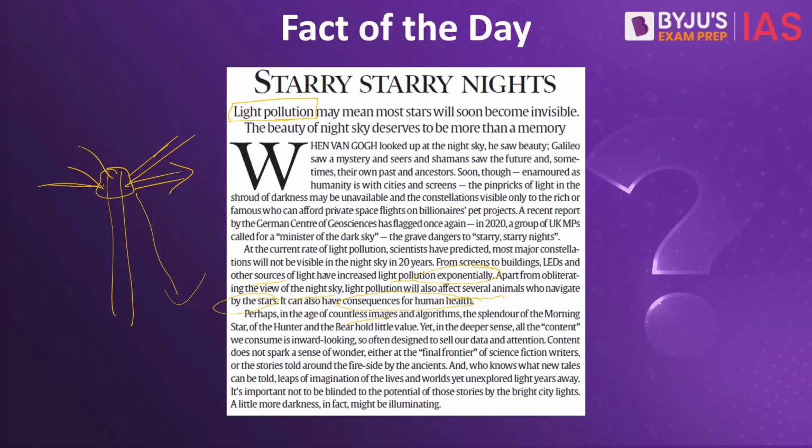In the age of countless images and algorithms, the splendor of the morning star, of the hunter and the bird hold little value. So people who love night skies, people who love astronomy, would not be able to see it, and ultimately this is another major issue. This will also have significant effects on humans. Spillovers and glare are some of the lighting outcomes that cause eye strain, loss of clear vision, aging of the eyes and stress as well. It also modifies competitive interactions of animals, tampers with migratory patterns, and ultimately distorts predator-prey relations as well.